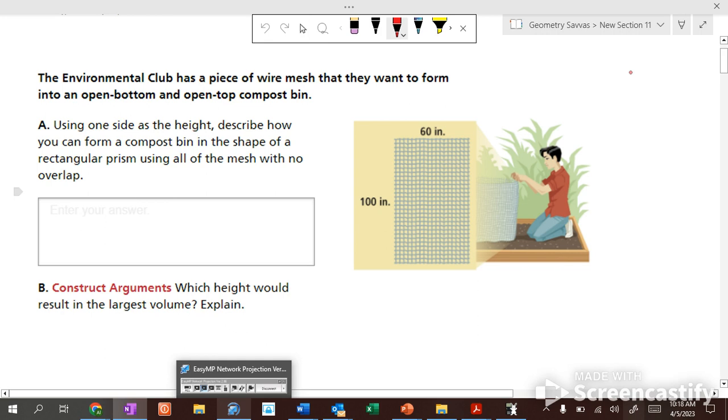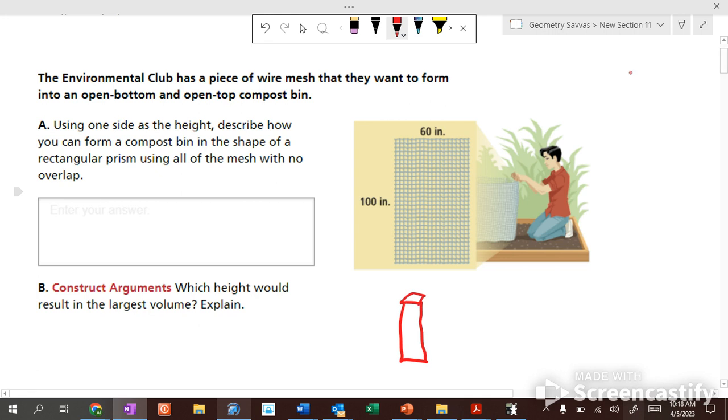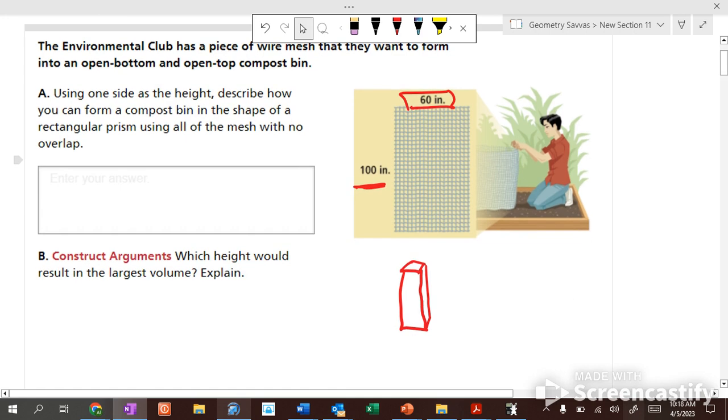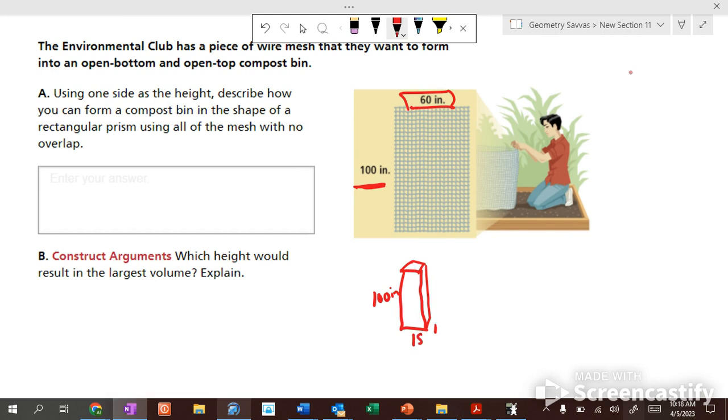So if we had it this way and we made a rectangle out of it, four sides, okay, how wide would each side be? If we use this as the height and this as the base and we bent it, this would still be 100. What would each side be? 15. How would I find the volume of it?